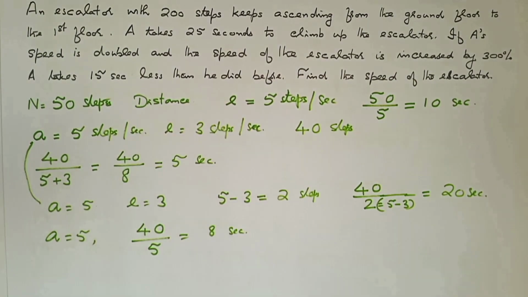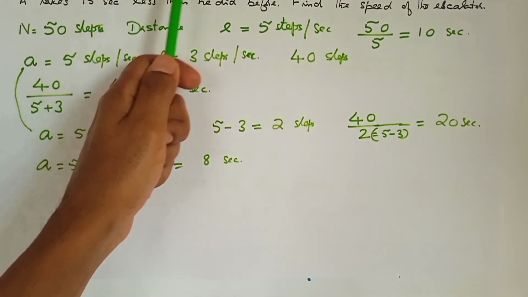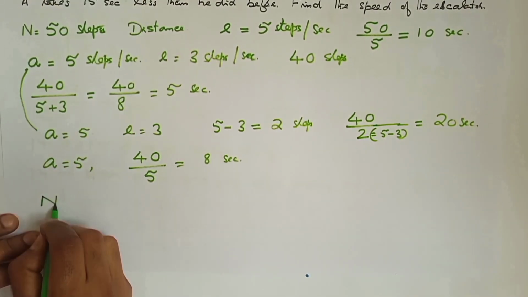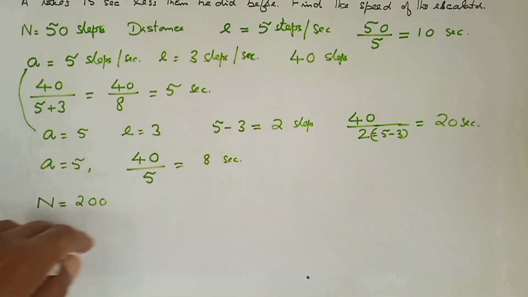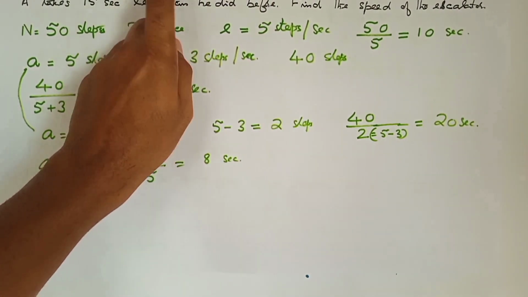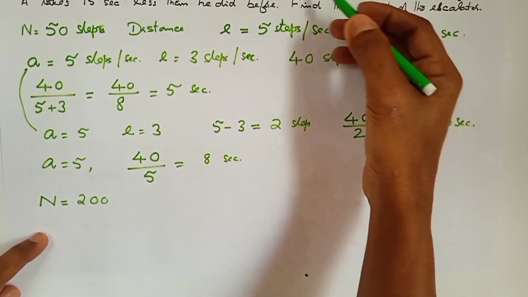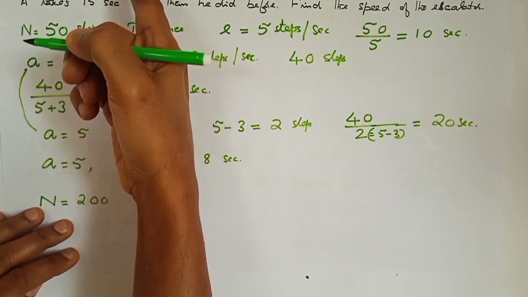Now let's come to the problem given here. Look at the problem here. The escalator is stated to have 200 steps. So n is given to be 200. What else does it say? A person takes 25 seconds to climb up the escalator, and the escalator is ascending. So both are moving in the same direction. They say he takes 25 seconds.